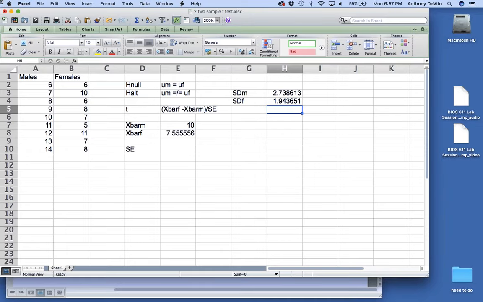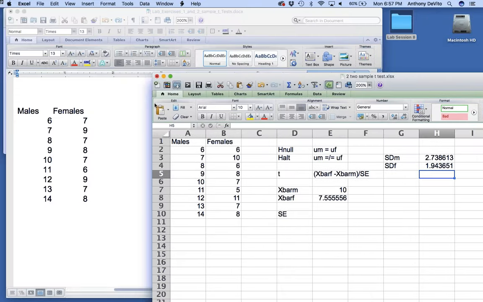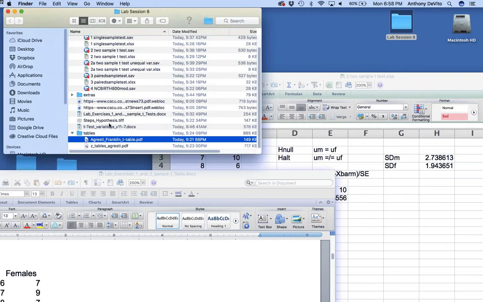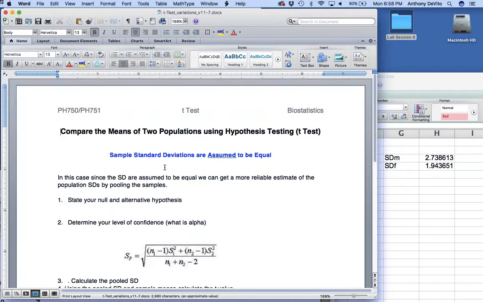The equation I want to use is x bar for females minus x bar for males over the standard error. I only want one standard error, right? So now, which of those two standard errors should I use? Or maybe I should combine them in some form or another. Okay, I put on Blackboard a document, which I hope will help you in the long run: different variations of the t-test.